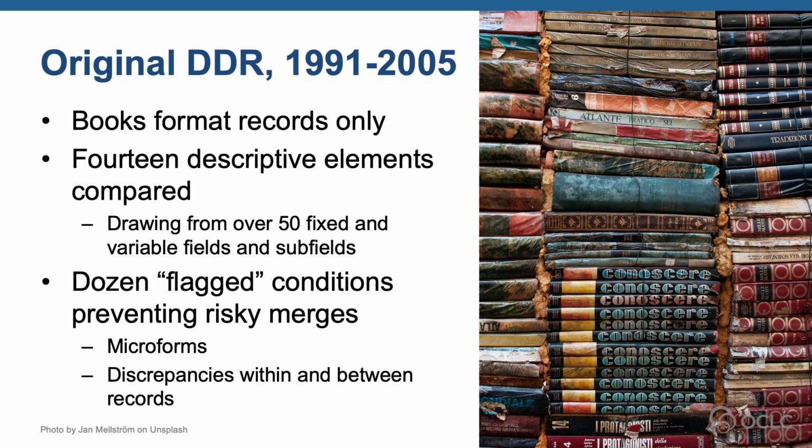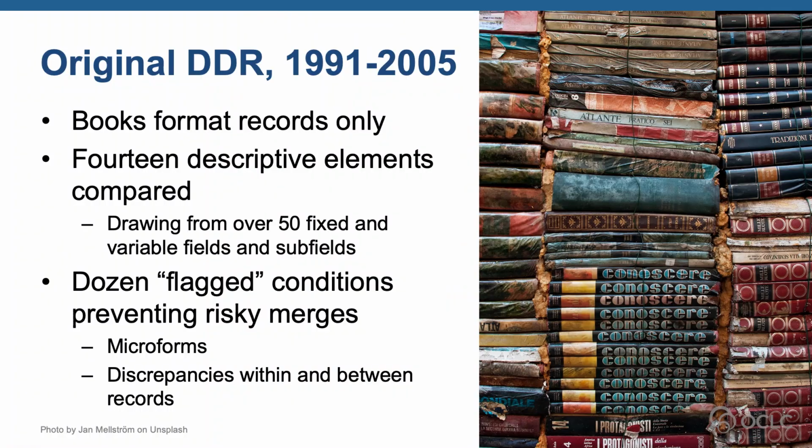It used a series of algorithms that compared 14 descriptive elements gathered from more than 50 fixed and variable fields and subfields. The 14 elements included cataloging library, that is the 040 subfield C, LCCN, ISBN, government document classification number, media or form, author, title, statement of responsibility, edition statement, place of publication and publisher, publication date, number of pages or volumes, size, and series statement.